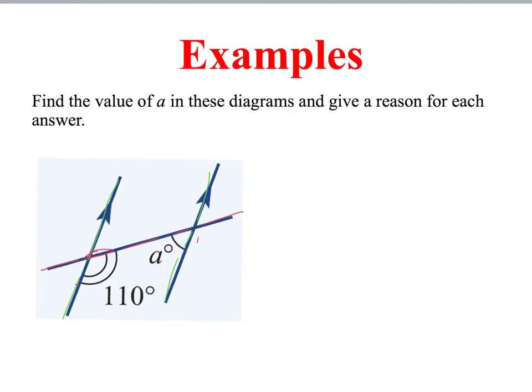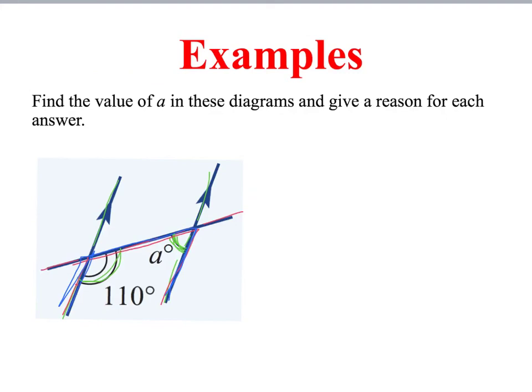Cointerior angles add up to 180. Cointerior, or on the inside. This one is on the inside of the parallel lines, and this one is on the inside of the parallel lines where the transversal cuts. They almost form a C. C for cointerior, okay? And they add up to 180.